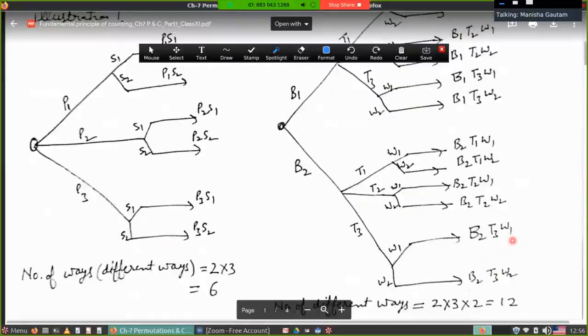How many cases or combinations will you get from here? 6 combinations with the first bag and 6 combinations with the second bag. And how many items are given to you? 2 bags, 3 tiffin boxes and 2 water bottles. Multiply them, you are getting 12. And from the tree diagram also you are getting 12.